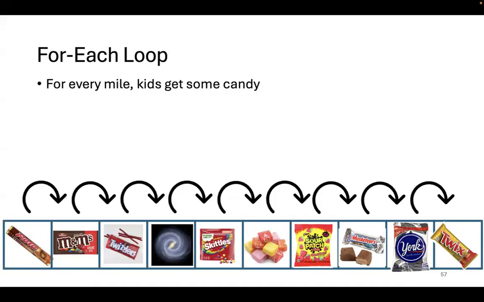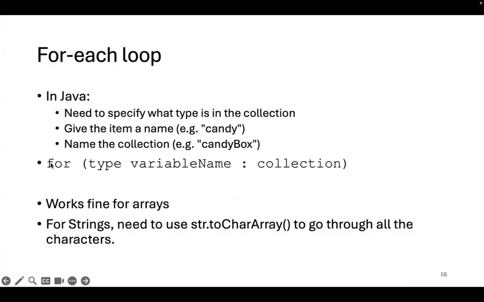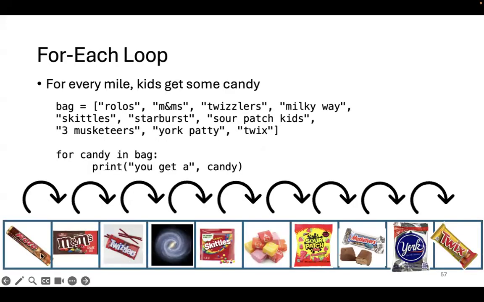And then we talked about the for each loop, which is another way of going through this box of candy. The way it looks in Java is we've still got the for, and instead of having an index to keep track of where we are, we'll have a collection. We're going to start at the beginning of the collection and iterate through and take each thing at a time. So for our box of candy, I'm going to have a candy variable. That's what's going to hold each piece of candy as I go through the box. So first it's Rolos, then it's an M&M, then it's Twizzlers, then it's the Milky Way, and so on.